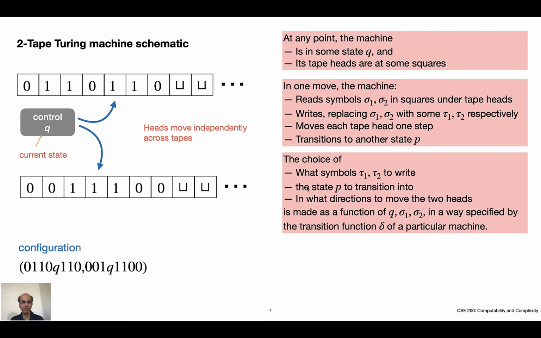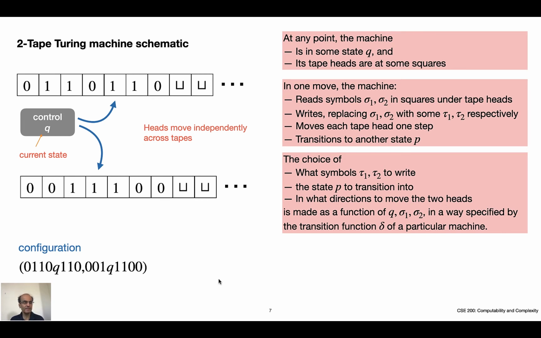As usual, what dictates how it does this is the transition function that we write for any particular two-tape machine that we design. That transition function will take as input the current state and these two symbols, and decide what the new symbols are, the state to transition to, and two directions in which to move.